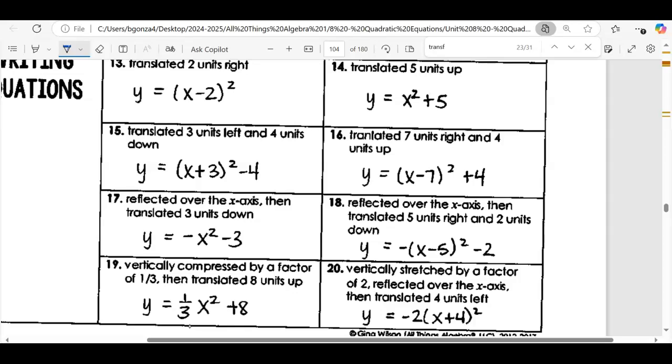Notice, when it says compress, you think compress goes down, that's less than 1, so 1/3. 8 up is plus 8. Stretched, you think of going up, stretching, getting thinner by a factor of 2, so the 2 goes in front. The reflection makes it negative. Insiders lie, left is plus 4, okay? Make sure you have all that written down.